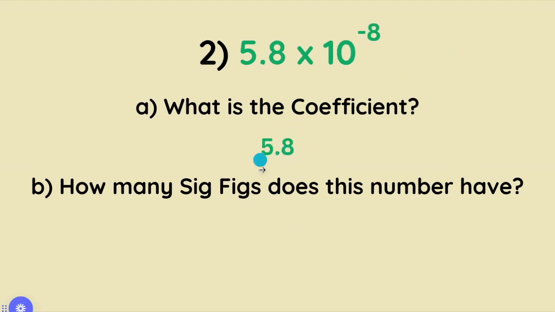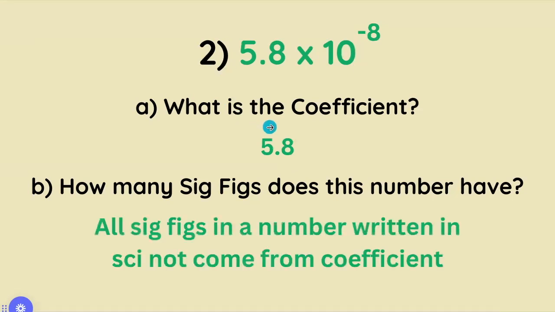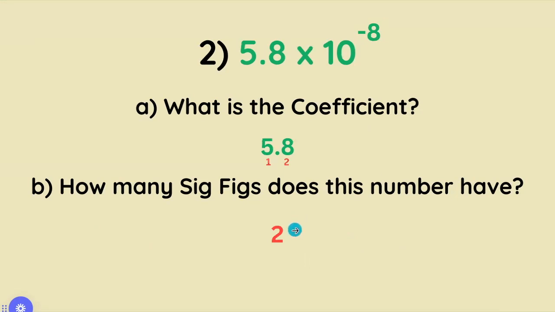So you find the coefficient and it's 5.8. It's the number between 1 and 9.999. And from that, how many significant figures does this have? Well, it's ruled that the significant figures of a number in scientific notation are solely determined by the coefficient. Thus, this number has two significant figures.